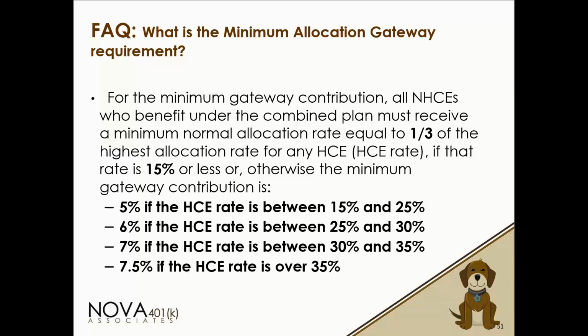And then the gateway, I mentioned the gateway is a little bit different than a new comparability, and it's basically a third of the highest HCE rate, or if that's over 15%, then it's either 5, 6, 7, or 7.5%. So this is where I mentioned the 7.5%. If the HCE's rate is 35% or higher, then you need to give everybody a minimum of 7.5%. But that can be in the profit sharing plan. That does not need to be in the cash balance plan itself.